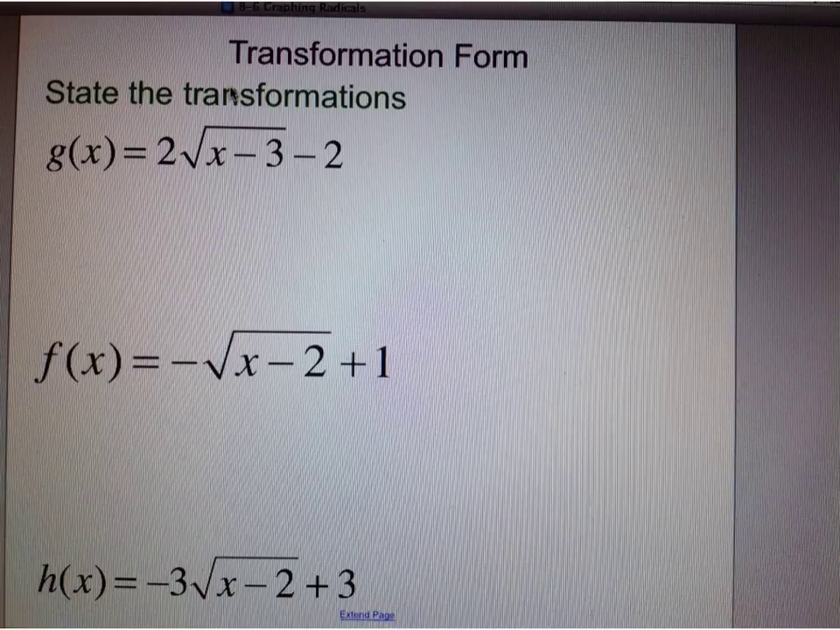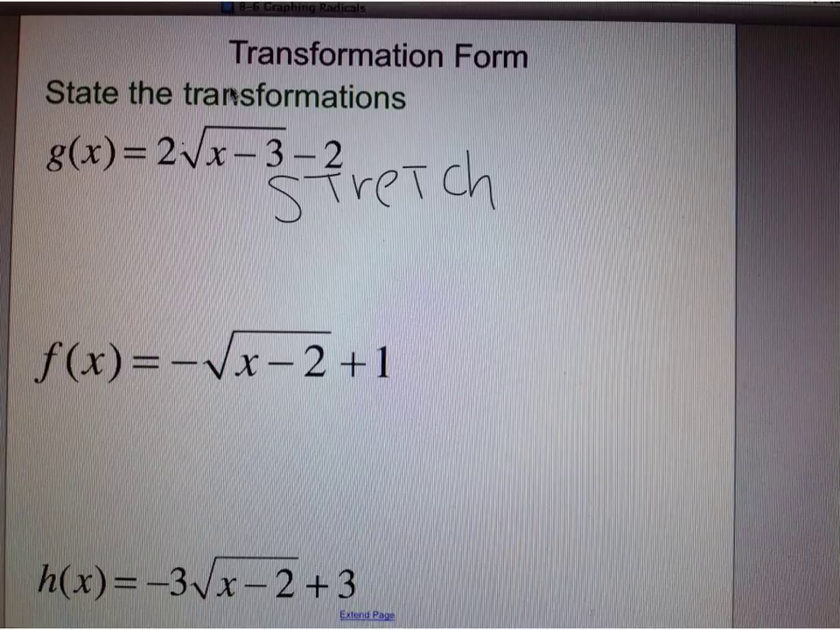Okay, so now we've been given some graphs, and all it wants us to do here is state the transformations. Looking at that first one, g of x, there are 3 things that have been done to this function from our normal g of x equals square root of x. The first thing we notice is there's a 2 on the outside. That 2 is being multiplied, which means it didn't move the graph up or down, but it actually stretched it by 2. And all the stretches that I give you are going to be vertical stretches.